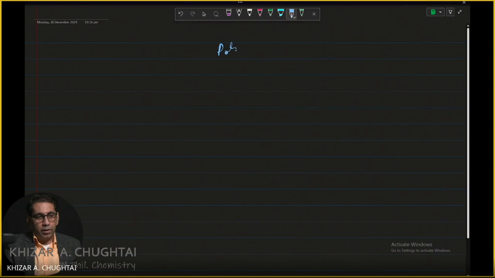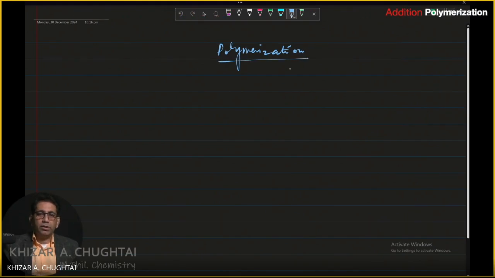Polymerization. Polymerization is the process of mixing a large number of small monomers to make one single huge molecule. That molecule is called a polymer. Polymerization is the process of making a large molecule from small molecules by different mechanisms.